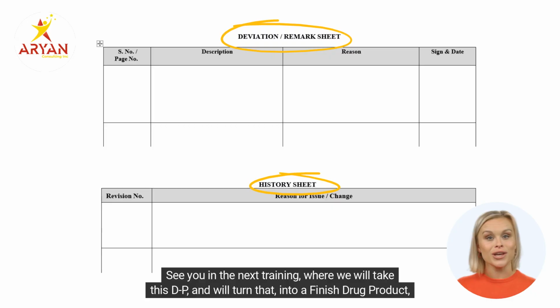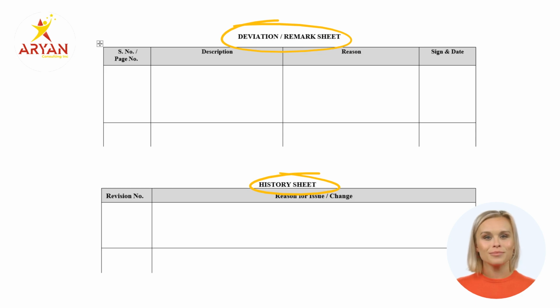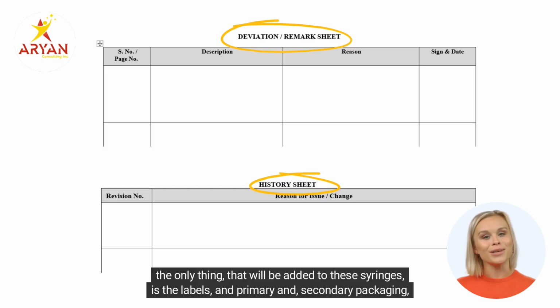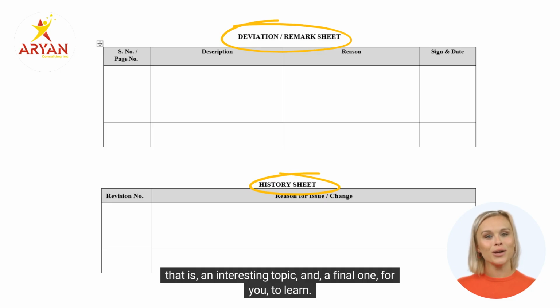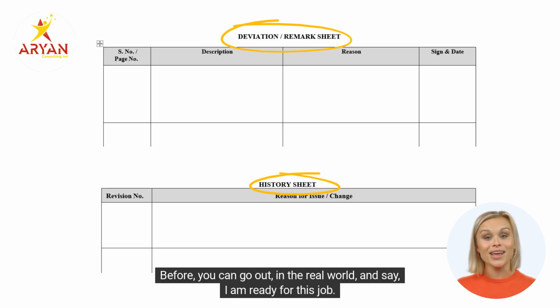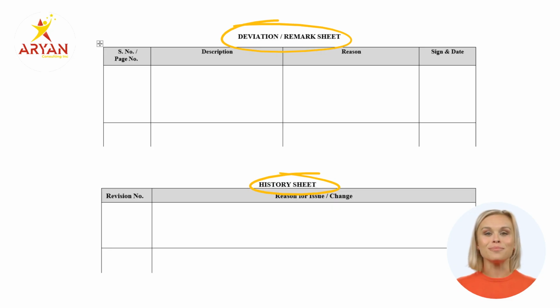See you in the next training, where we will take this DP and turn it into a finished drug product. Yes, FDP. The only thing that will be added to these syringes is the labels and primary and secondary packaging. That is an interesting topic and a final one for you to learn before you can go out in the real world and say, I am ready for this job. See you there.